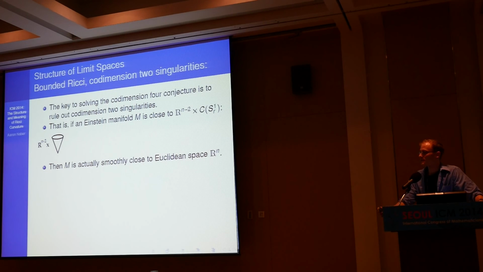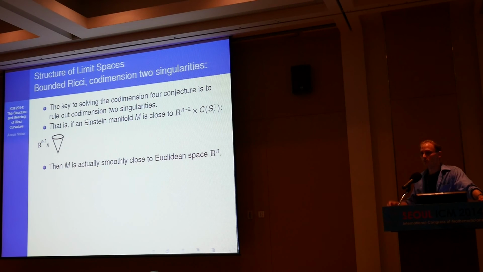So this sounds almost like an example, but it turns out to be more than that. For instance, let's consider what you would call a cone space. Consider the metric space, which is just R^(n-2), some Euclidean factor, cross an ice cream cone. That's what that little guy is, right? So in particular, if the codimension 4 conjecture was true, then this cannot arise as a limit of Einstein manifolds.